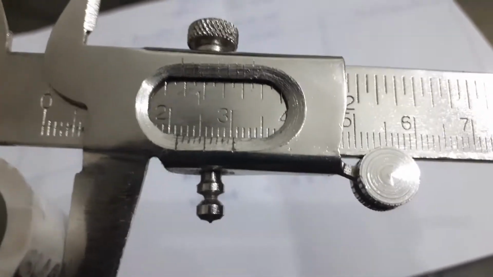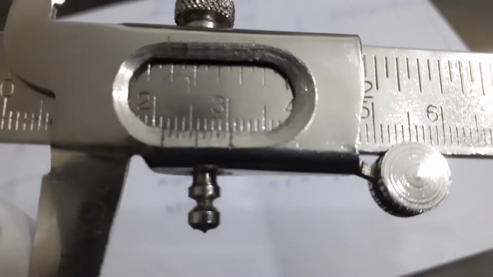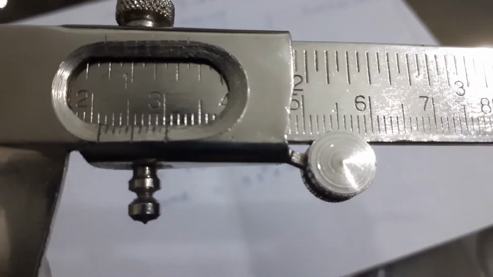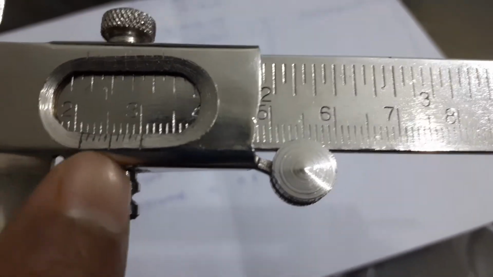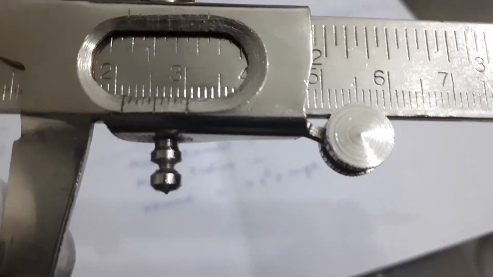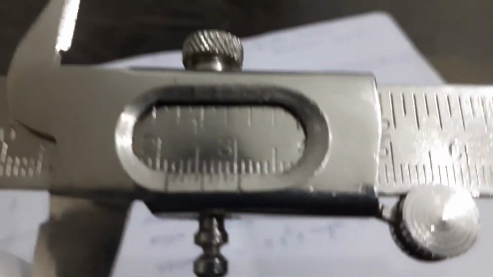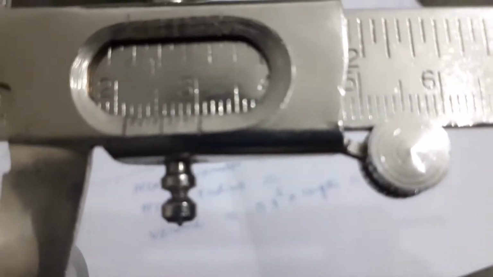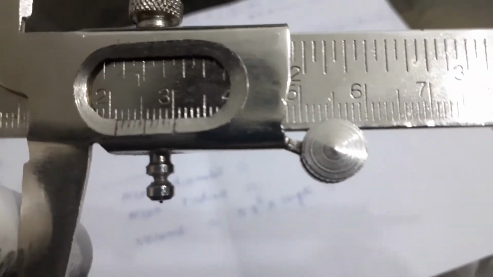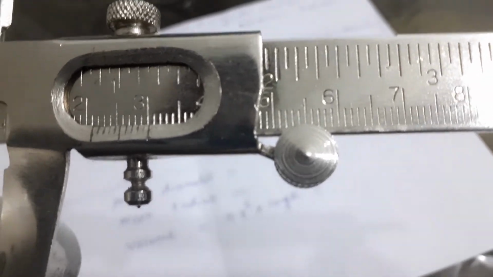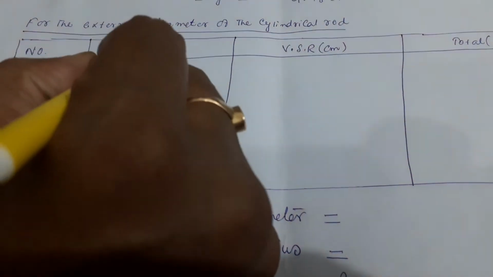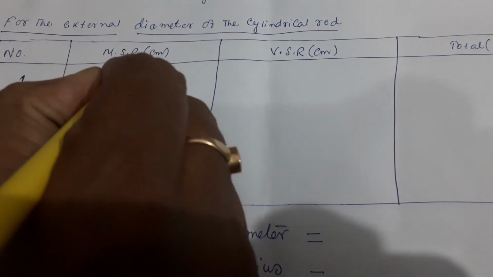Actually you can see that the main scale reading is coming as 2.1. After 2.1, this line is shifted, but it's not touching the 2.2 portion. So that's why we will take 2.1 here. You can see it properly. Maybe you can see this one. 2.1 is the main scale reading. So first let me write this one. So the main scale reading is 2.1 centimeter in the first attempt, in the first observation.